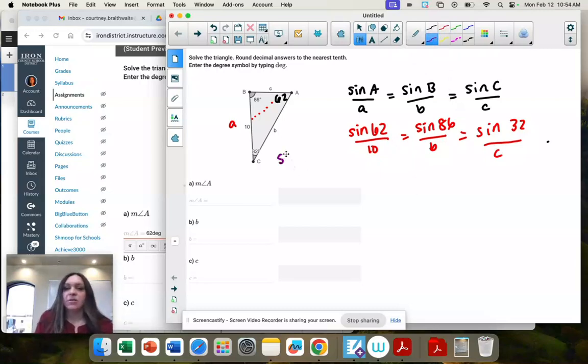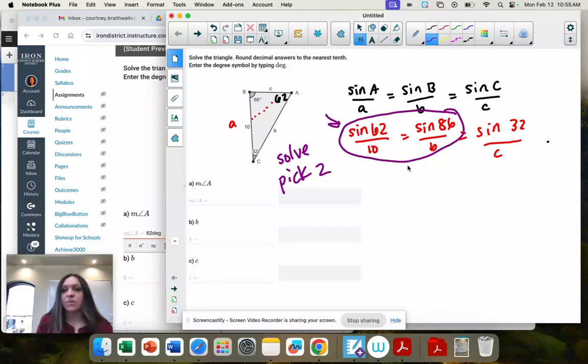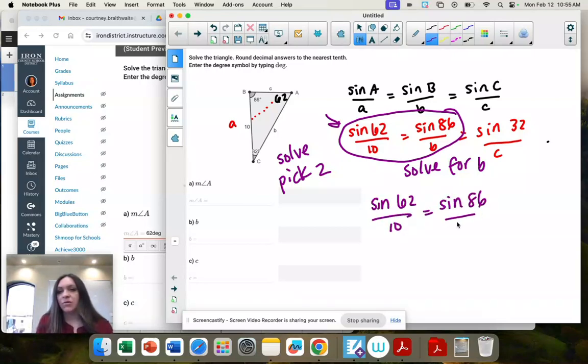All right, so when you solve, you pick two. You're not going to solve all three at a time, but you have to use the one where you're given both the angle and the side. So I'm going to start with this one and solve for B. So I have sine of 62 over 10 equals sine of 86 over B.